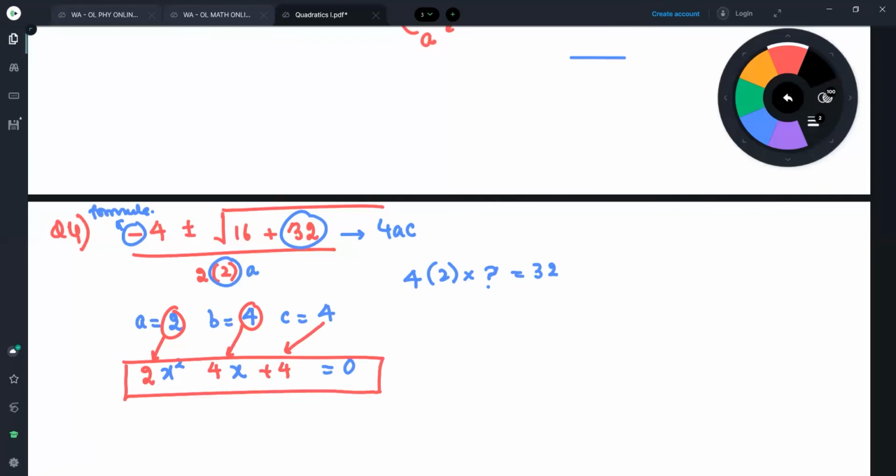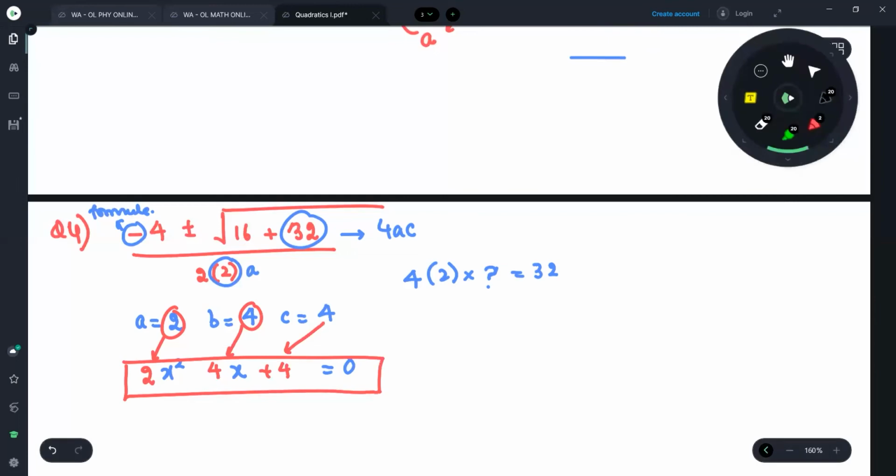Yes, sir. Are you 100% sure? There is a mistake. Yes, all of you, there is a mistake. Sir, the 4 will be minus the C1. Very good. So why? Because, Hassan, all of you please pay attention.